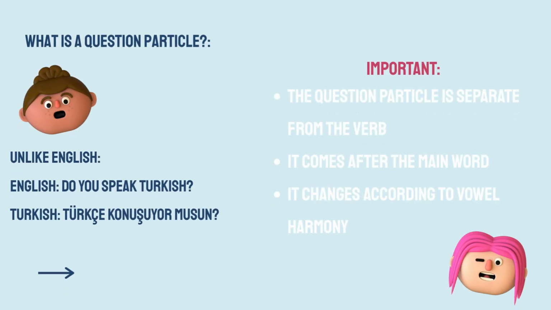So, what is a question particle? A question particle is a special particle which is placed after the main word and makes the sentence a question. Unlike English, where we say, "Do you speak Turkish?", in Turkish we say, "Türkçe konuşuyor musun?" So the question particle comes after the main verb. And it also changes according to vowel harmony.